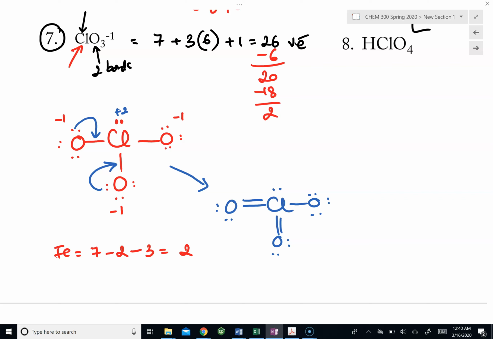Now we can see the formal charge of the oxygen on the right side has not changed, and the formal charge of the chlorine is now equal to 0. This oxygen is 0, and this oxygen is 0 as well. If we add up all of these charges, it equals -1, which is the overall charge that we have seen from the very beginning. So that is the Lewis structure of this molecule. This is called chlorate, which you will learn how to name later.